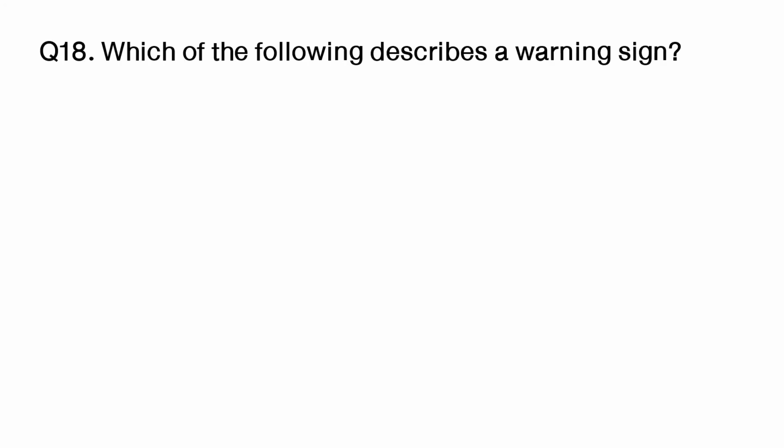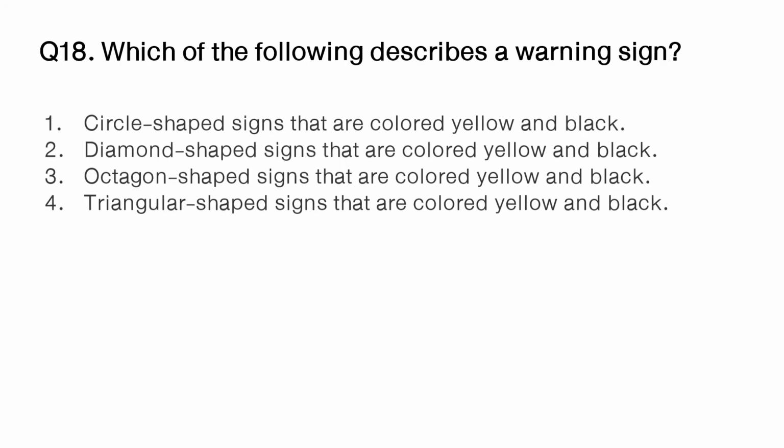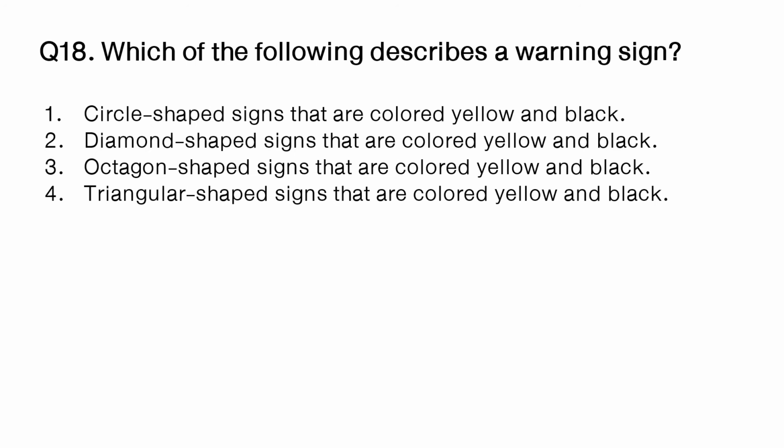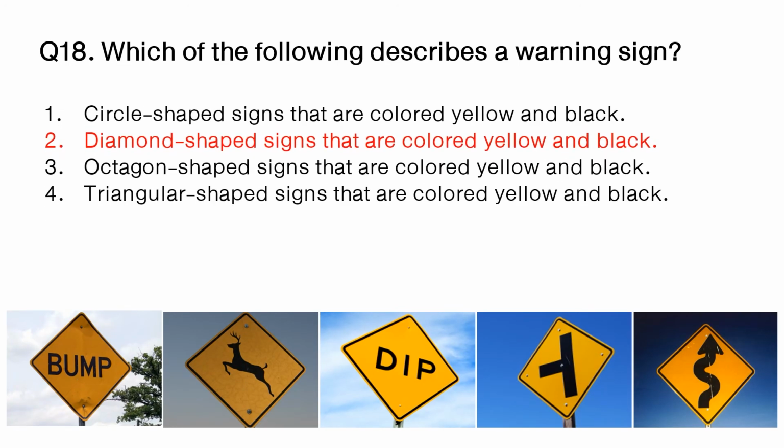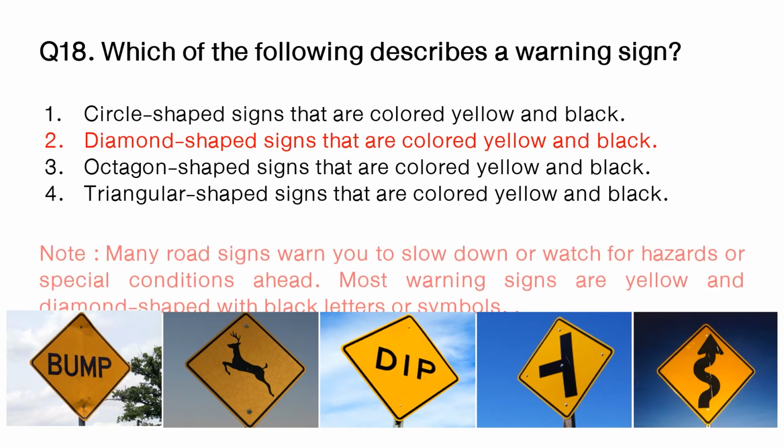Question. Which of the following describes a warning sign? Option number 1. Circle-shaped signs that are colored yellow and black. Option number 2. Diamond-shaped signs that are colored yellow and black. Option number 3. Octagon-shaped signs that are colored yellow and black. Option number 4. Triangular-shaped signs that are colored yellow and black. The answer is option number 2. Diamond-shaped signs that are colored yellow and black.